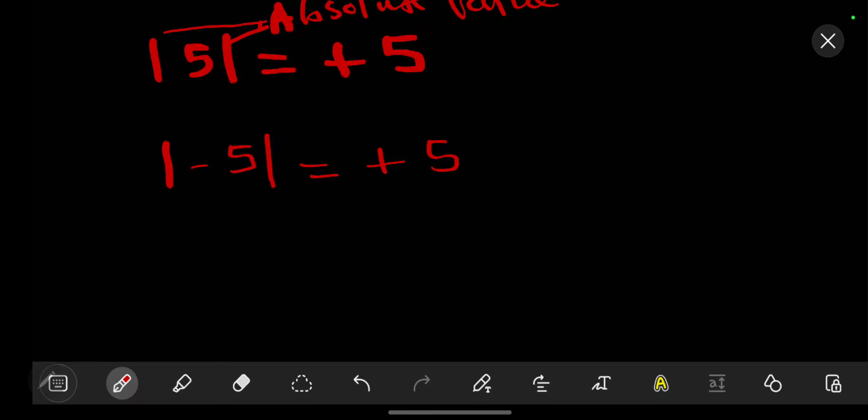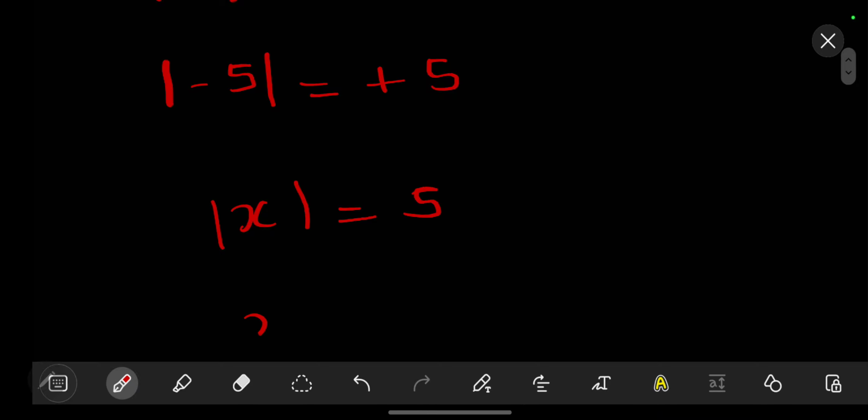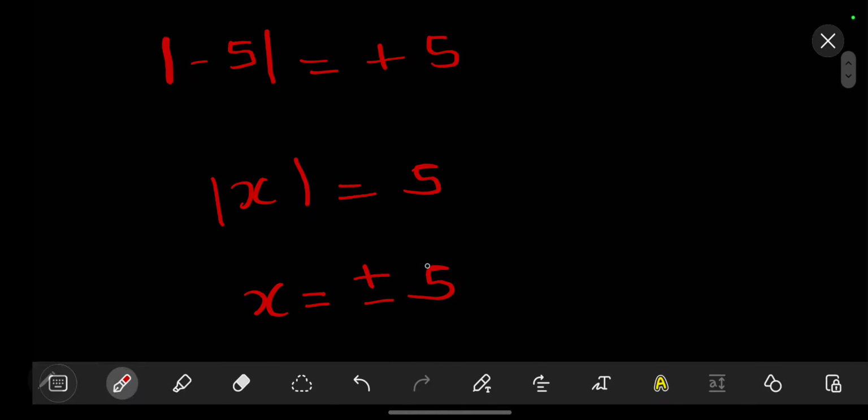Now what does this mean? Let's say the absolute value of x is equal to 5. It means that when you remove the absolute value, your x should be equal to plus or minus 5. That's the relationship between absolute value and the square root. As you can see, x can either be positive 5 or -5. You can even prove this.